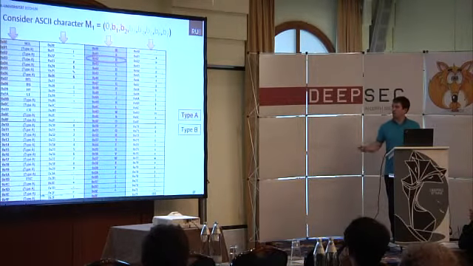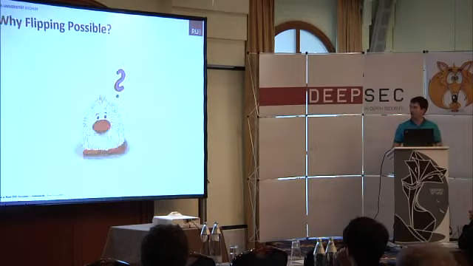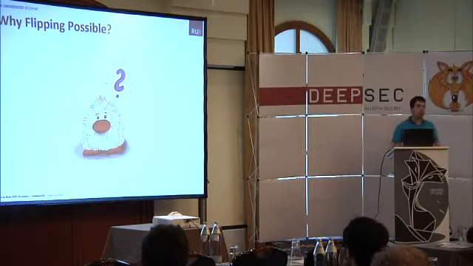Further, we can proceed with further rows. So we can flip some bits in bits 3 to 7, and we can go there and decrypt the whole plaintext byte. Okay. Now, why is the bit flipping possible?